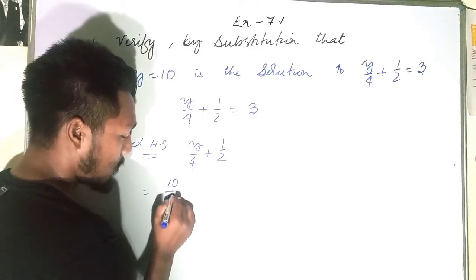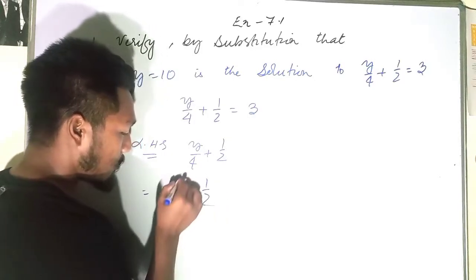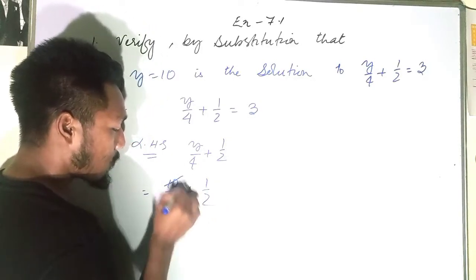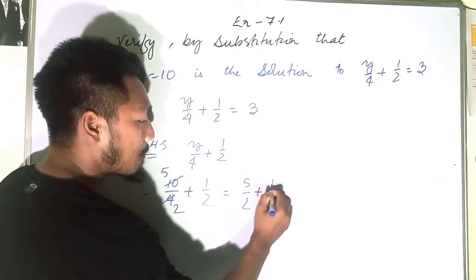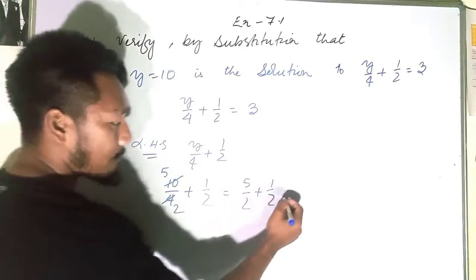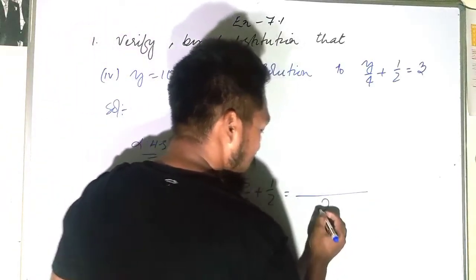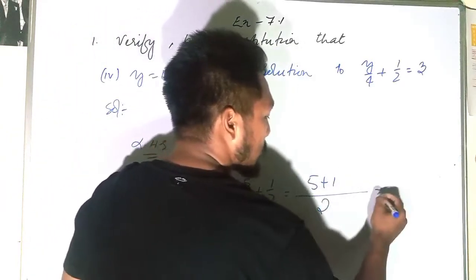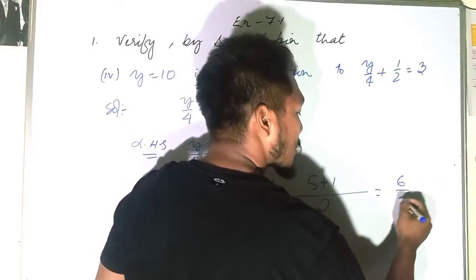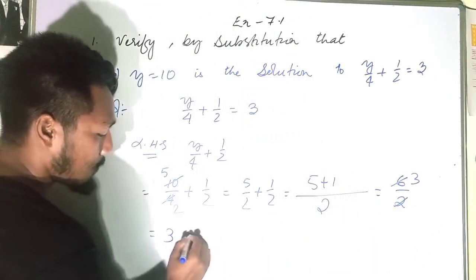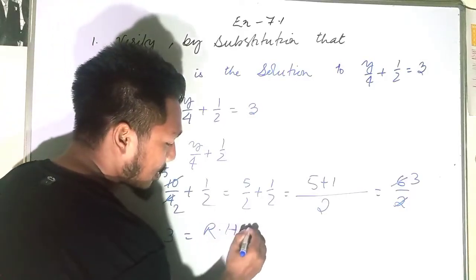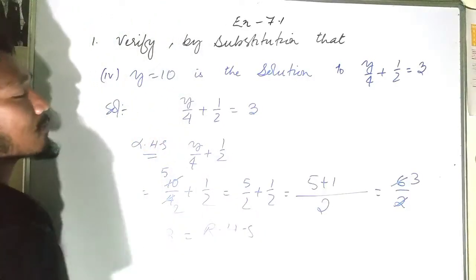10 by 4 plus 1 by 2. We know that 2 2s are 4, 2 5s are 10. So it becomes 5 by 2 plus 1 by 2. The denominators are common, so I will take 2 common. Then 5 plus 1 is equal to 6, so 6 by 2. 2 3s are 6. That means our answer is 3, which is exactly equal to the right hand side. That means the left hand and right hand sides are equal.